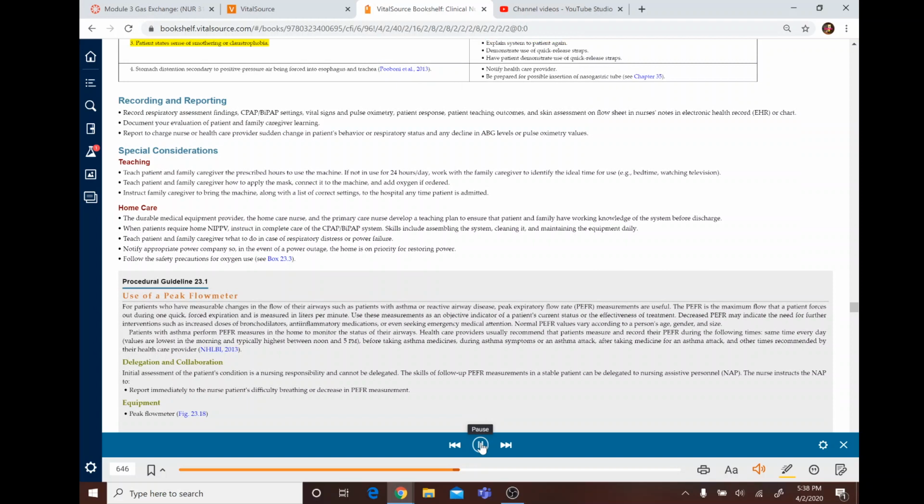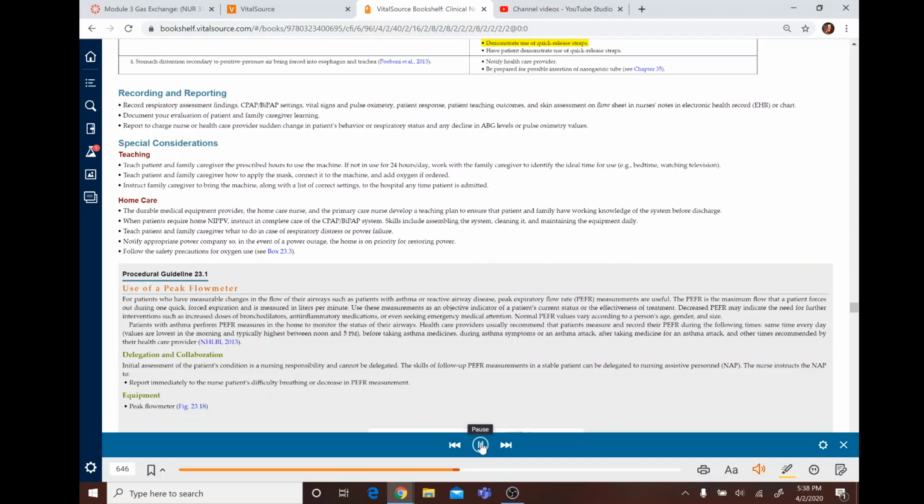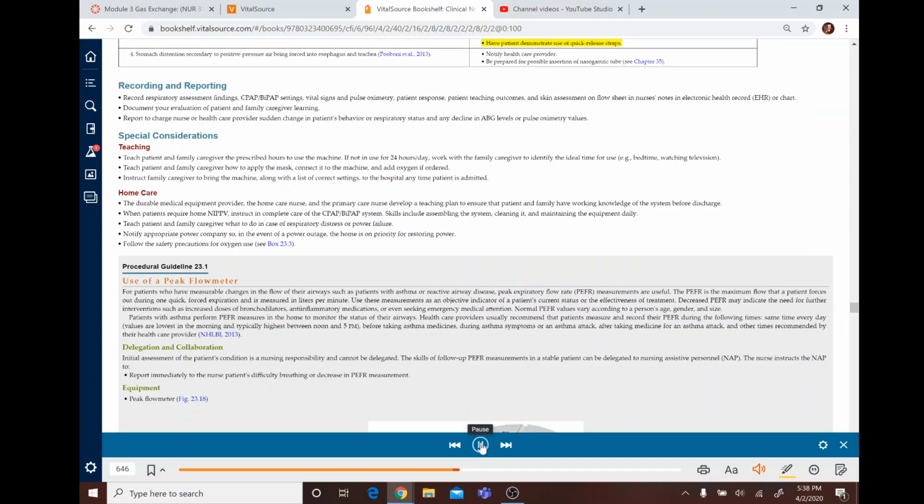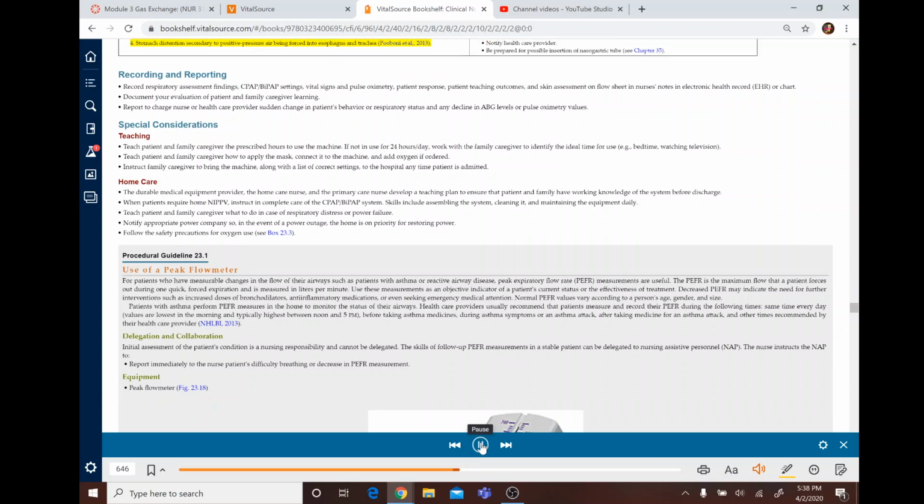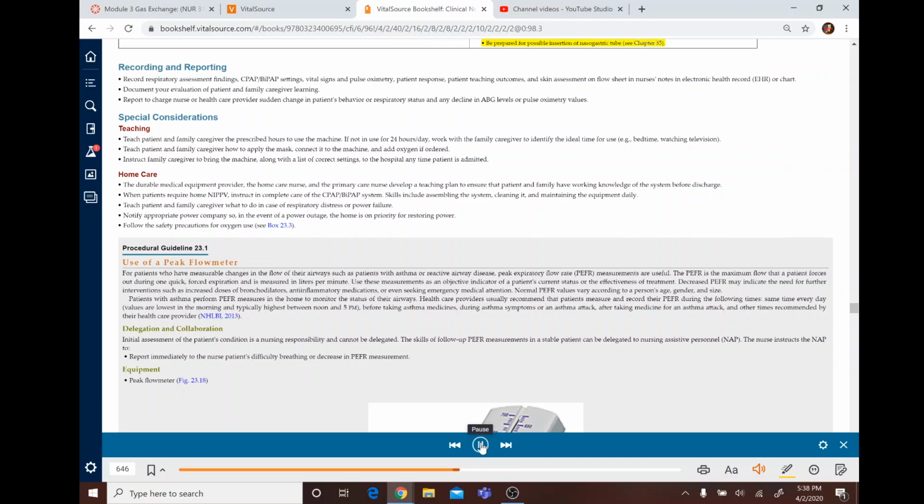3. Patient states sense of smothering or claustrophobia. Explain system to patient again. Demonstrate use of quick release straps. Have patient demonstrate use of quick release straps. 4. Patient develops stomach distension secondary to positive pressure air being forced into esophagus and trachea. Puboni et al., 2013. Notify healthcare provider. Be prepared for possible insertion of nasogastric tube, see Chapter 35.